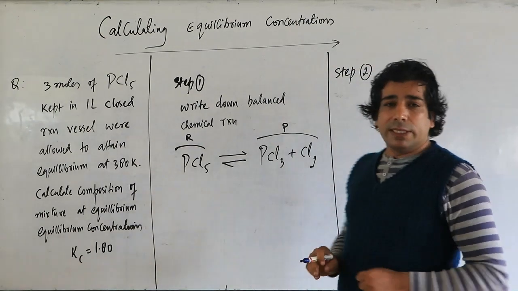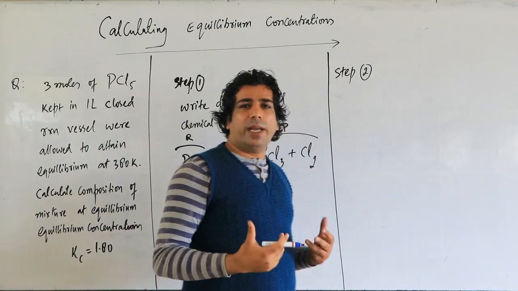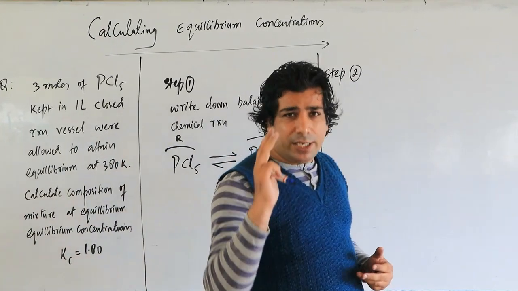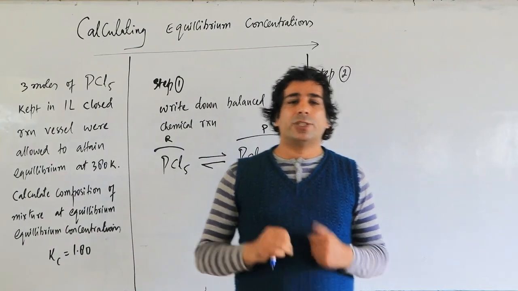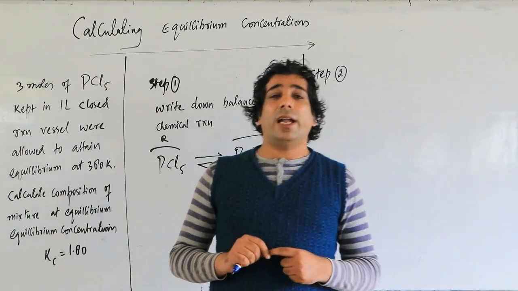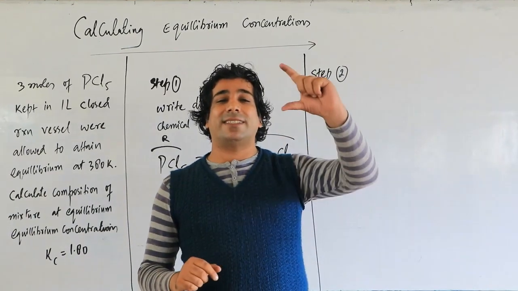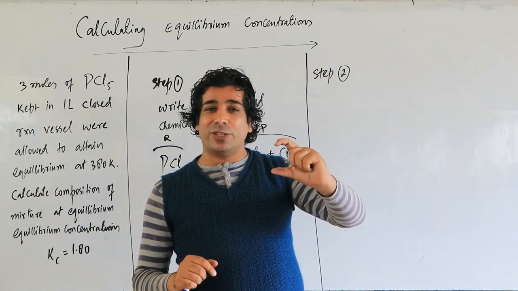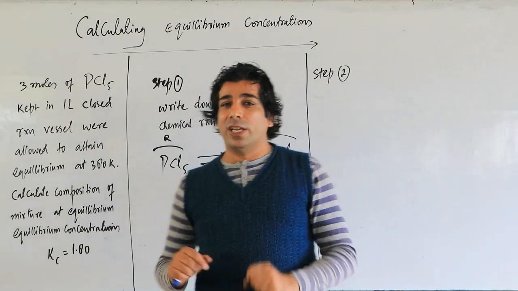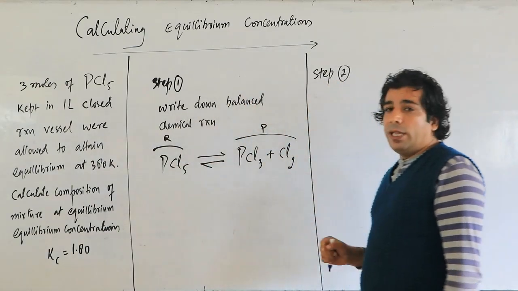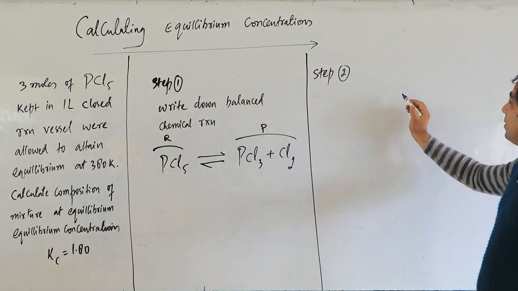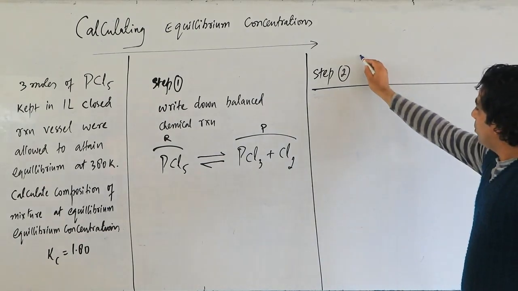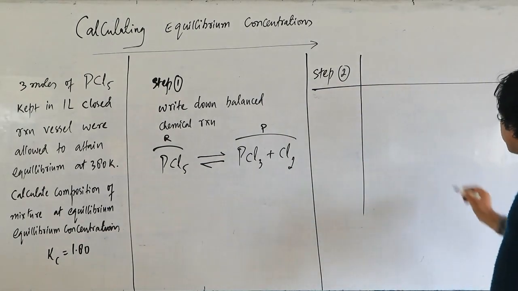In step number 2, we will make a table. In that table, we will discuss 3 things: initial concentration, change in concentration, and equilibrium concentration. ICE. So step number 2. Let us make one table here. Try to understand this thing.